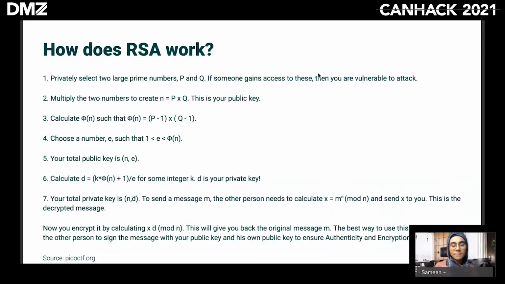To send a message m, which we're calling the message m, the person needs to calculate x, which is the message raised to the e, which is part of your public key, modulo n. We're going to talk about mod in just a bit. If you're familiar with Python, then you've probably heard of the modulus operator. Then they're going to send that x to you, which is the encrypted message. To decrypt it, you have to calculate x raised to the power of d mod n. This will give you back the original message. The best way to use this algorithm is for the other person to sign the message with your public key and his own key to ensure authenticity and encryption. These are taken from picoctf.org, this explanation, their primer, which is why it's really important that everybody reviews the picoCTF primer that's available on their website.